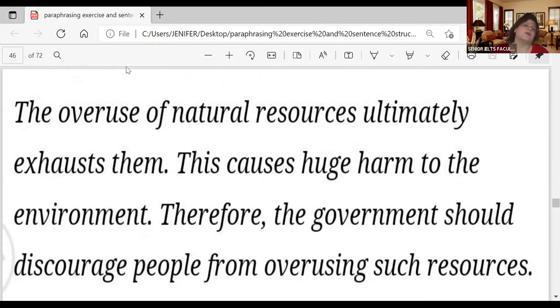The overuse of natural resources ultimately exhausts them. This causes huge harm to the environment.